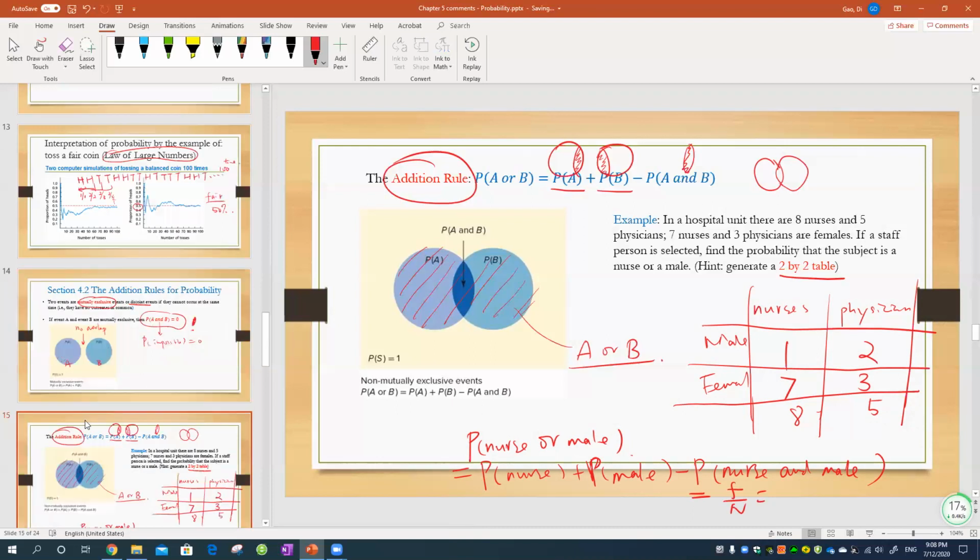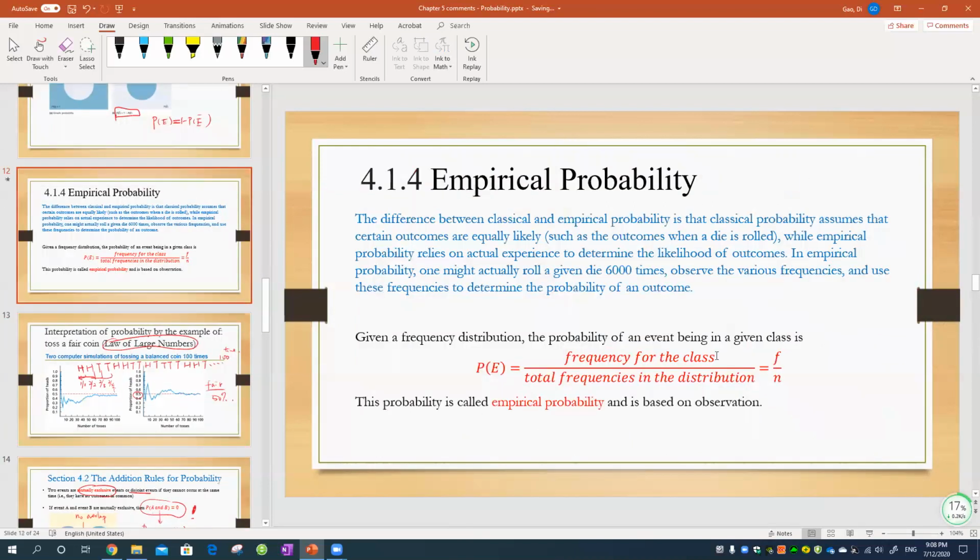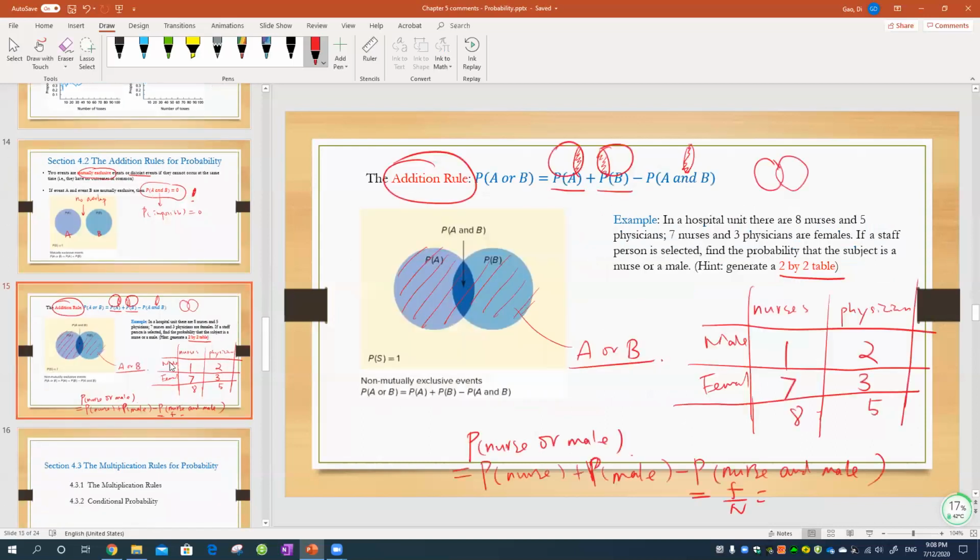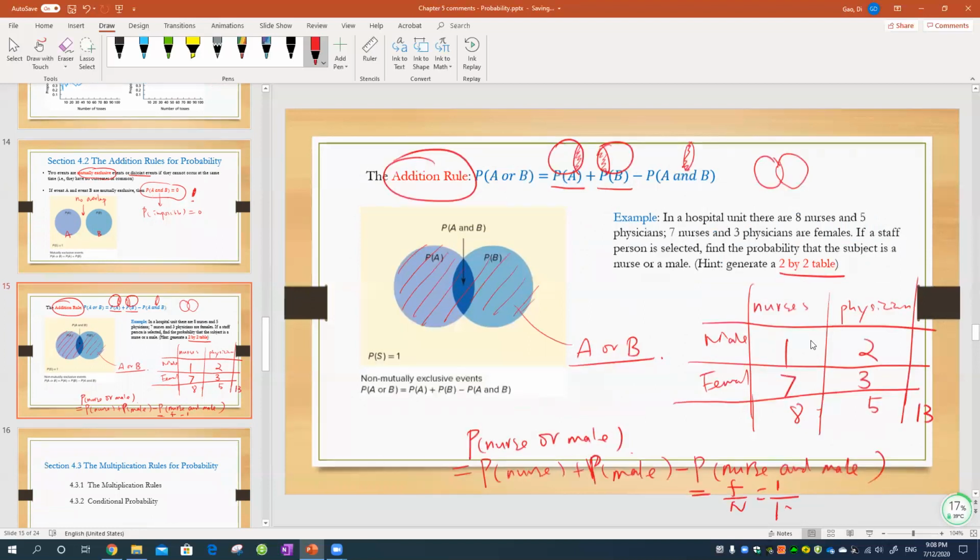So the empirical probability is frequencies: the frequency for that specific class divided by the total frequency in the distribution. We want the selected individual to be a nurse and also has to be male. Then we only have one count here, so the F is 1. And then the total number we have in the distribution is 13, 8 nurses and 5 physicians. So a total of 13. So that is the probability of nurse and male.